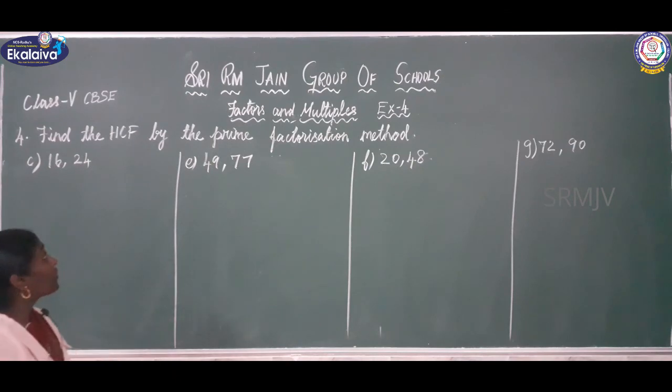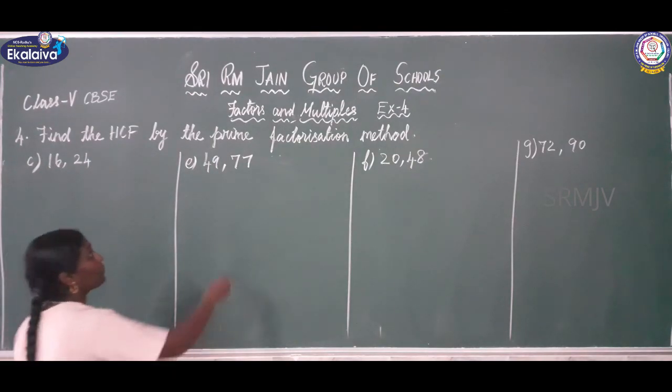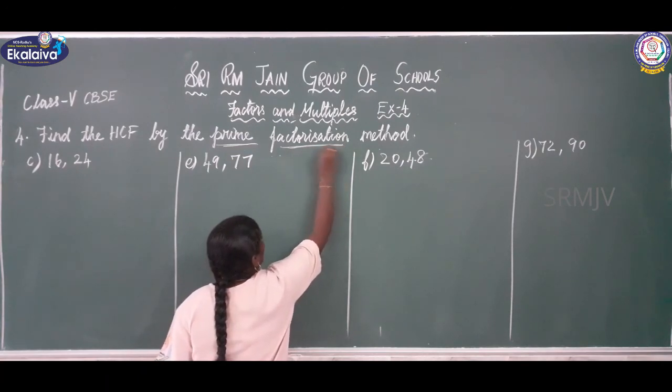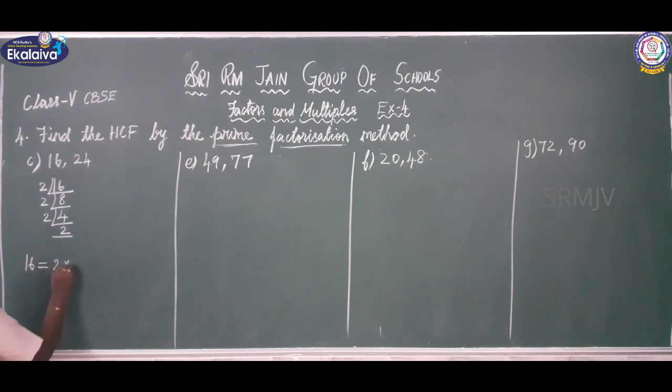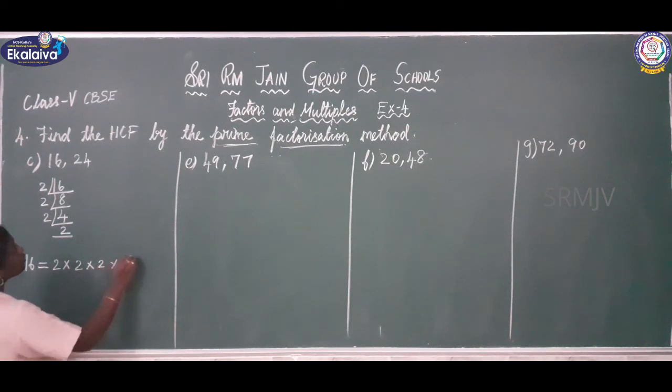Next question. Find the HCF by prime factorization method. Okay, first we are going to find the prime factorization of 16 and 24 separately. Then we are going to find the HCF. So 16, prime factorization method. Here 16 is an even number, so divisible by 2. 8 again divisible by 2. 4 divisible by 2. 2. So the prime factorization of 16 is 2 into 2 into 2 into 2.